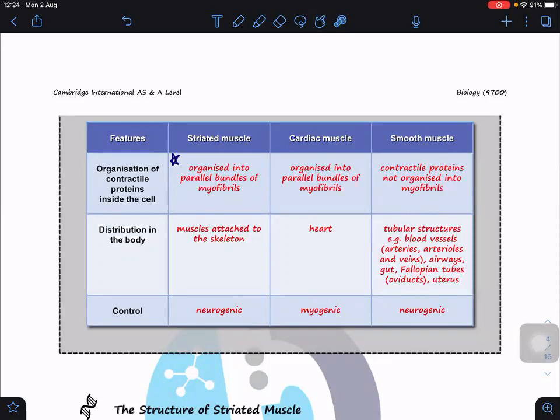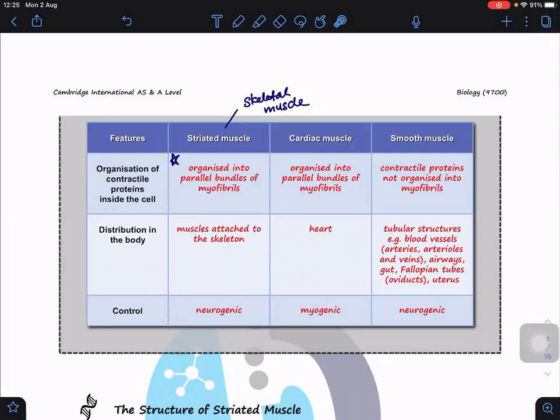How about distribution? Always remember, striated muscle is also known as skeletal muscle, meaning the muscle cells that attach to the skeleton. Cardiac muscle is at the heart, and smooth muscle is generally at tubular structures. As I said, in blood vessels and airways, those tubes, you can see that we have a lot of smooth muscle.